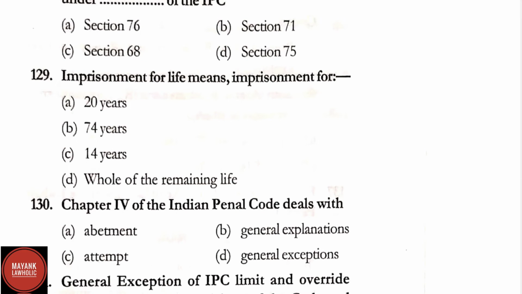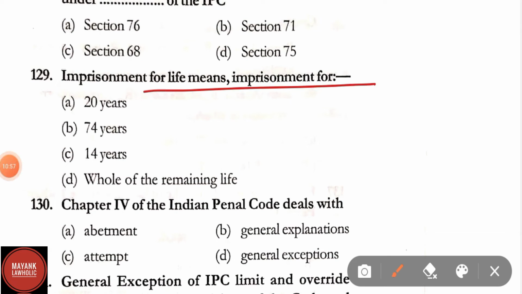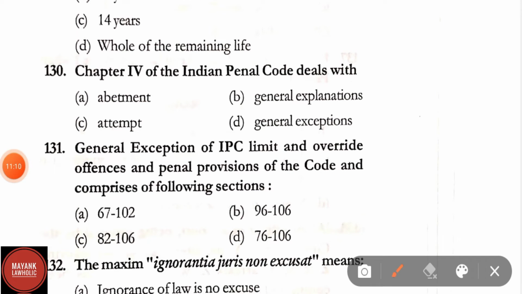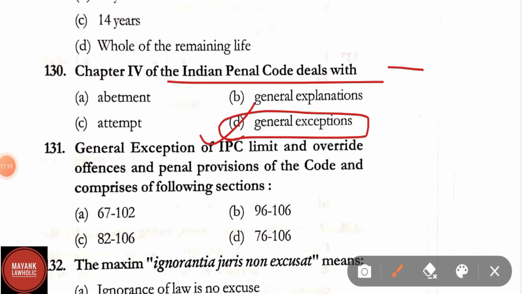Question number 129. Imprisonment for life means imprisonment for 20 years, 74 years, 14 years, or the whole of the remaining life. Correct answer is D, whole of the remaining life. Question number 130. Chapter 4 of the IPC deals with. Correct answer is option D, that is general exceptions.